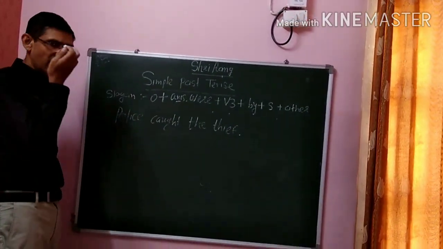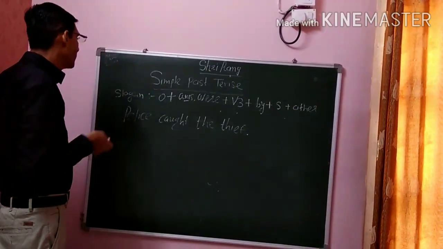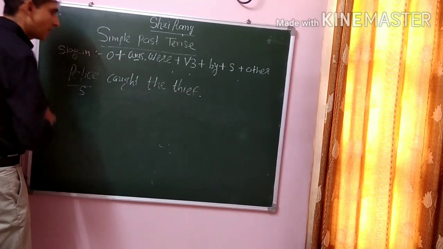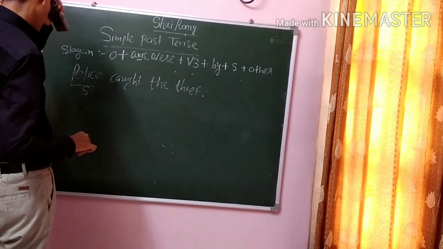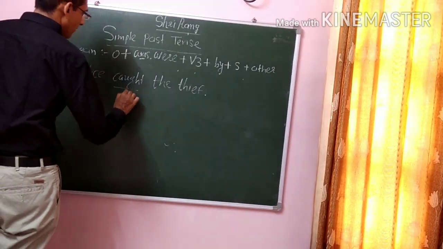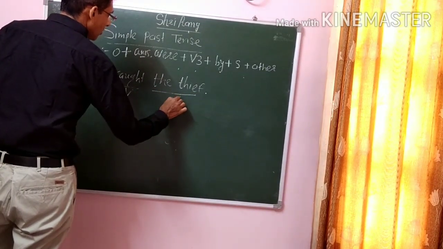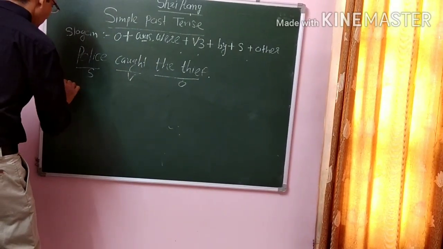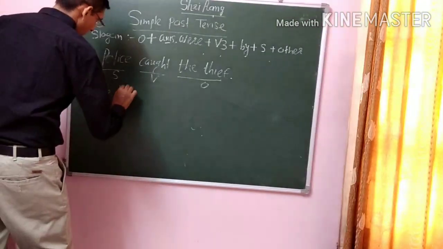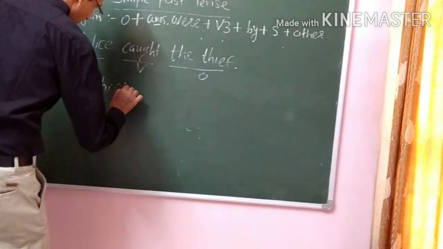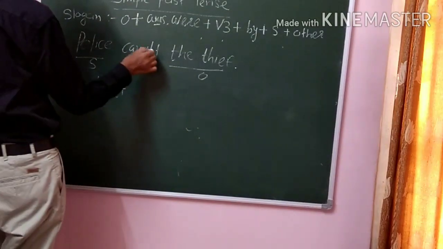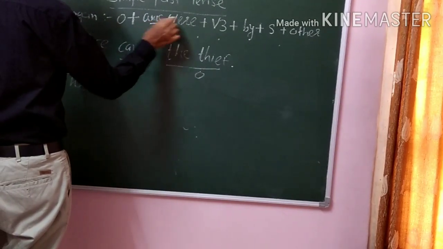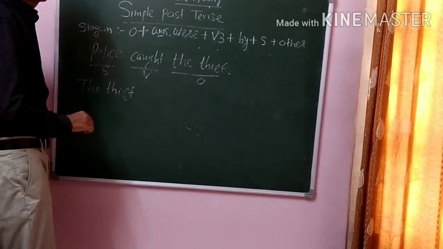Police caught the thief. Here the police is the subject. Then caught is the verb, and the thief is the object. So we will put the thief first. The thief, caught, this is the past tense. Here we will select singular or plural. The thief is singular.